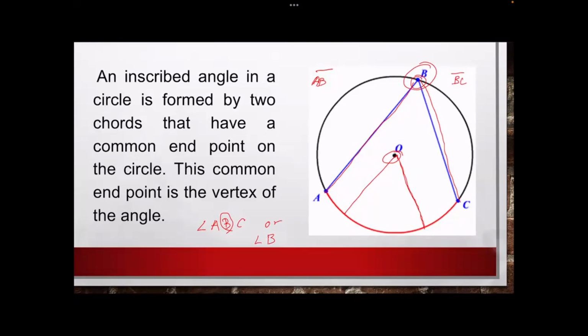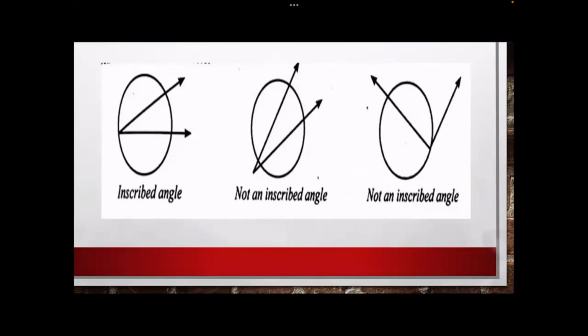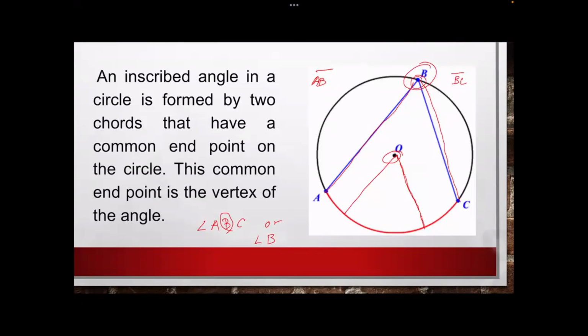We have here the illustration na inscribed angle at saka not inscribed angle. In number 1, this is inscribed kasi the vertex is formed here on the circle. While yung number 2 is not inscribed kasi yung vertex nga ay lumampas doon sa circle. Then number 3, this is not inscribed, although yung vertex niya ay nandito sa circle, but the definition of the inscribed, it's formed by two chords.